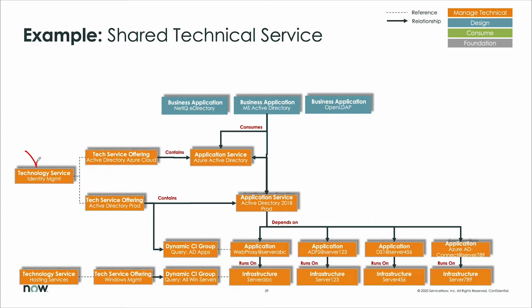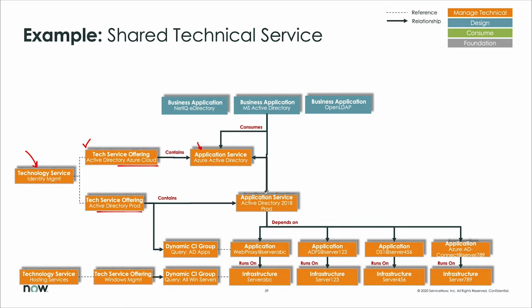On the technology service definition, we have identity management as the technology service, and that's where you might have multiple offerings. In this case, we have two offerings: the Azure hosted cloud instance, and the on-premise instance, and those are two different opportunities. If your organization is deploying Azure-based applications, but you need Active Directory, you can still implement that from an Active Directory point of view in the Azure cloud.